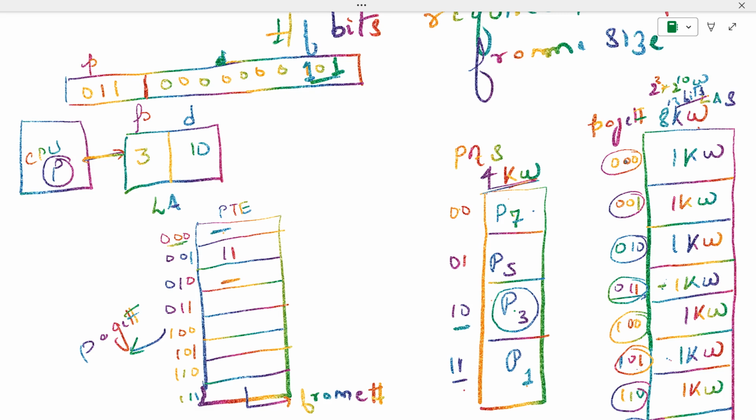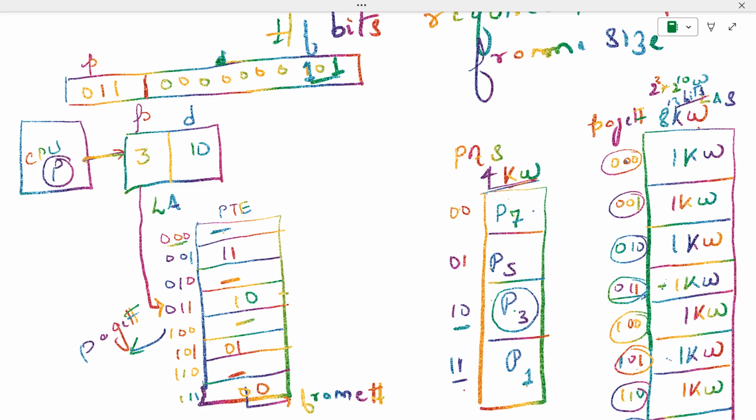For the second page we don't have any entry. The third page is placed at the second frame. For the fourth page we don't have any entry. The fifth page is placed at the first frame. For the sixth page we don't have any entry in the physical address space. And the seventh page is placed at the 00 position. Okay, so from this page table it will find out that the third page is present at the second frame.